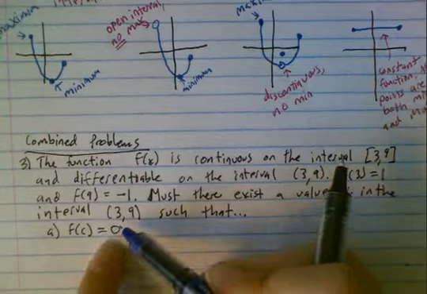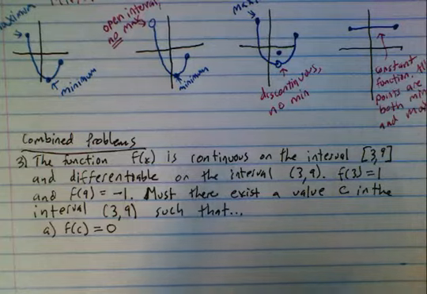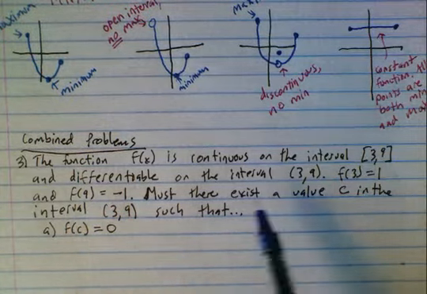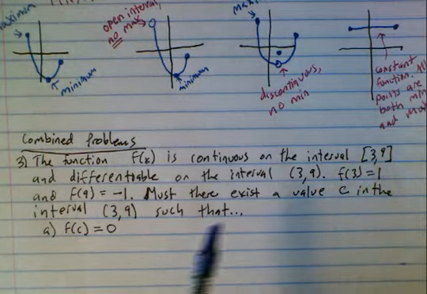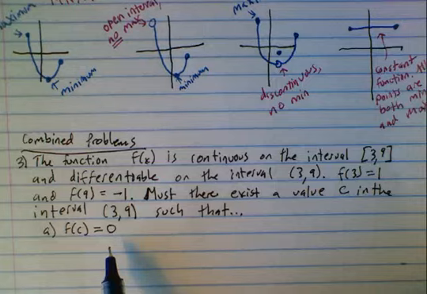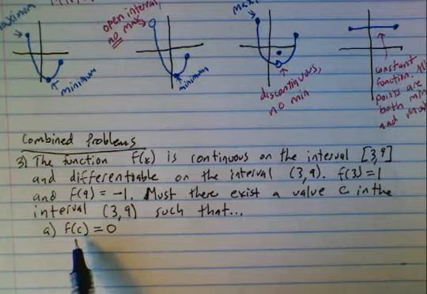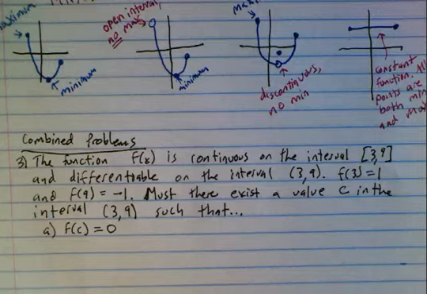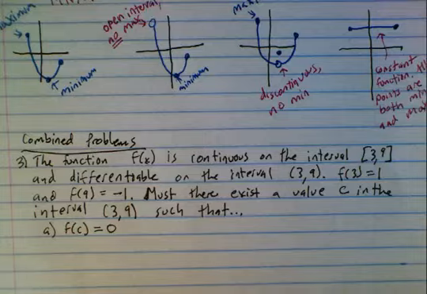So f of c equals 0. We're talking about f, so we'll be looking at the intermediate or the extreme value theorems. We wouldn't be looking at the mean value theorem. So we know that f of 3 is greater than 0, f of 9 is less than 0. So as long as f of x is continuous, then there has to be a value for c, for x, such that f of c goes through all of the points between them. So since 0 is between -1 and 1, yes.